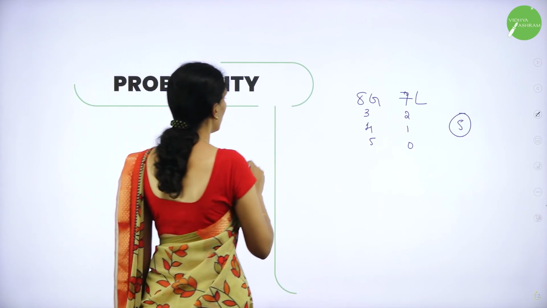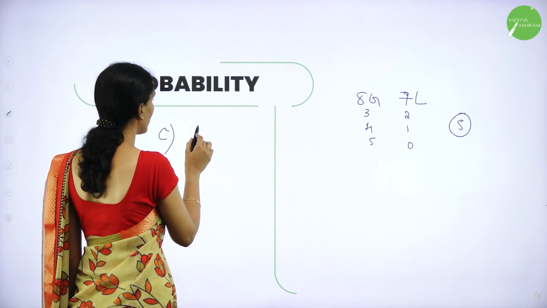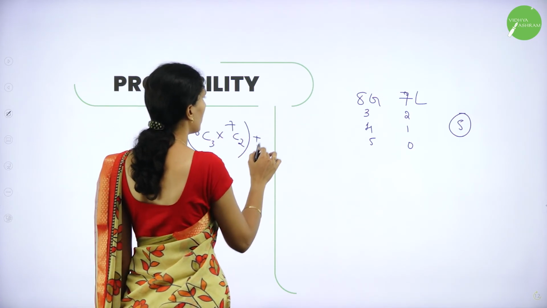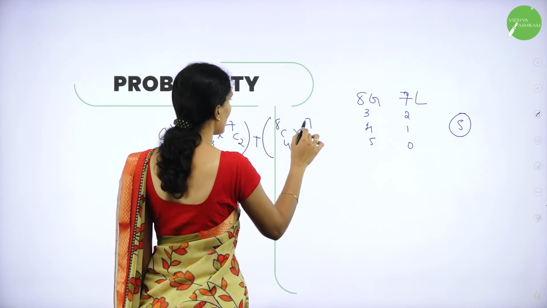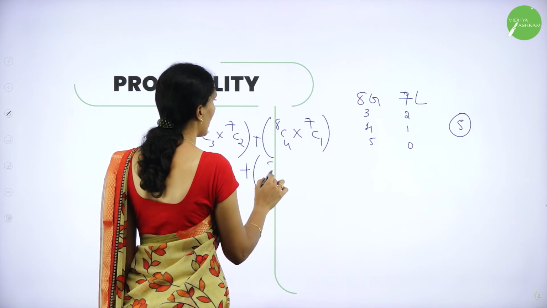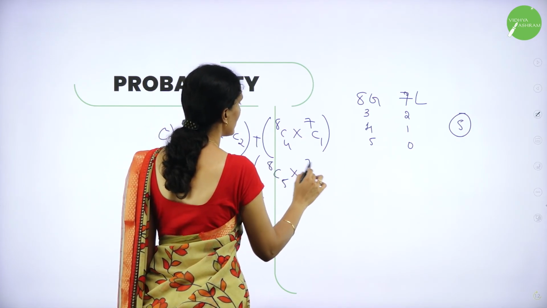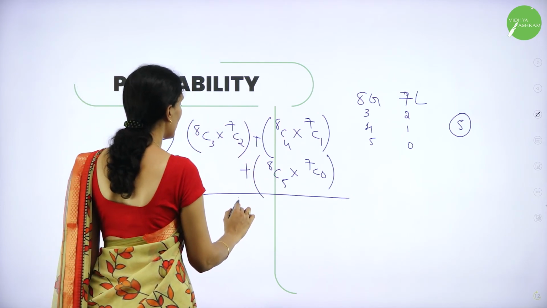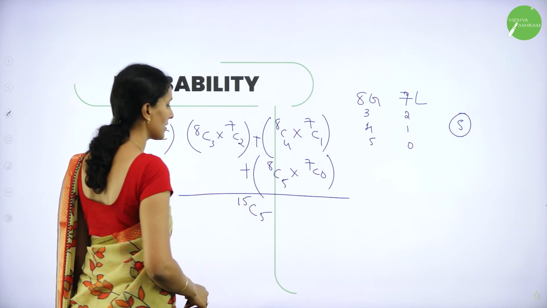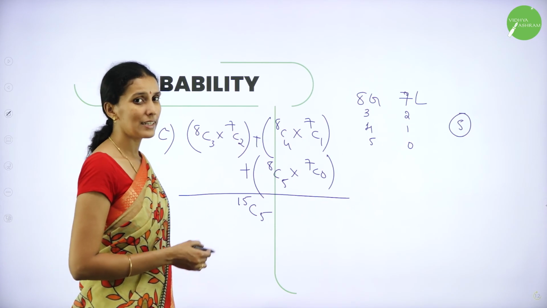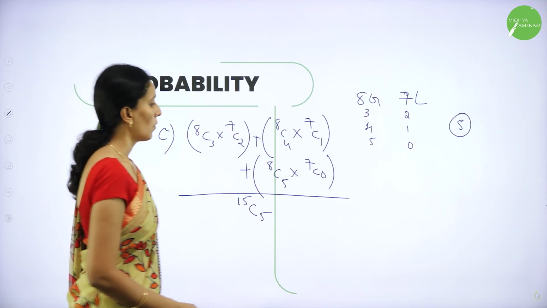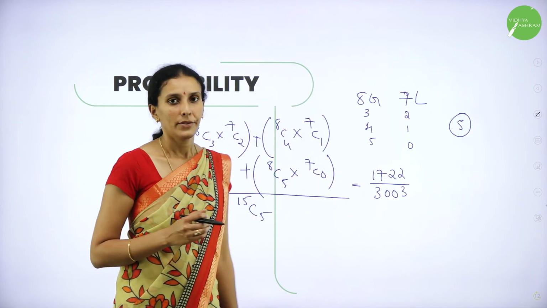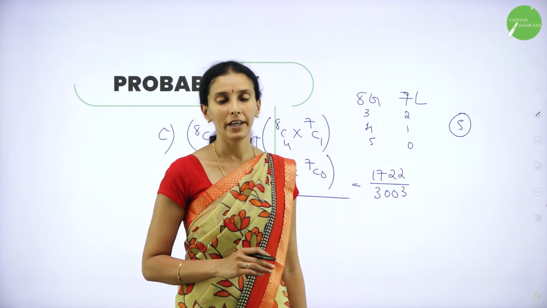So for the third question, I can frame the same formula: 8C3 into 7C2, or 8C4 into 7C1, or 8C5 into 7C0. The total is divided by 15C5, since there are 15 persons and I have to choose 5. On calculating this, we get the same result as the previous one, that is 1722 divided by 3003. So this is how we use the calculation of probability using combination.